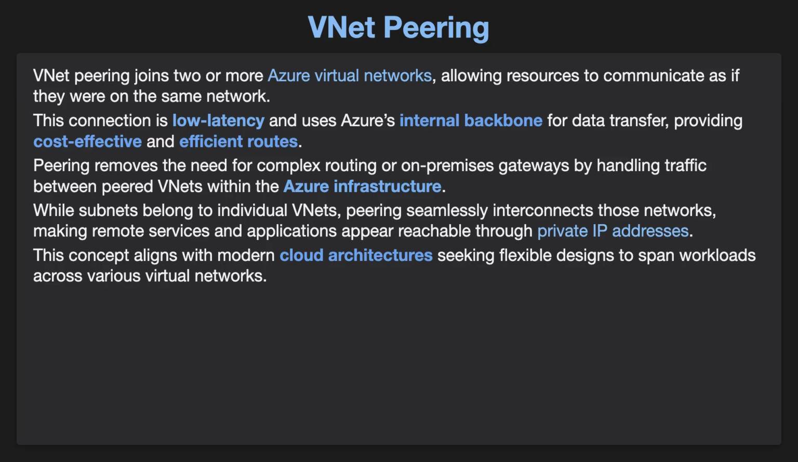While subnets belong to individual VNets, peering seamlessly interconnects those networks, making remote services and applications appear reachable through private IP addresses. This concept aligns with modern cloud architectures seeking flexible designs to span workloads across various virtual networks.